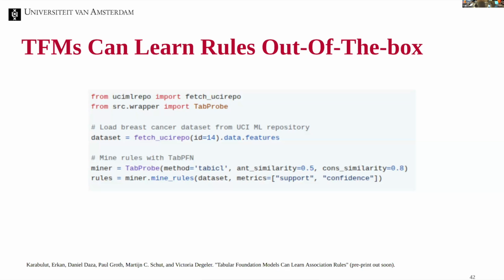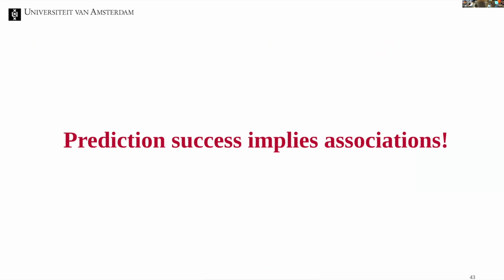I have only implemented TabICL, TabPFN, and TabDPT so far, which takes two lines of code: initialize the model, then give a table in pandas DataFrame form, and then you can learn rules from that. This basically means prediction success also implies associations, not just reconstruction. I don't know if that makes sense. And that's all.